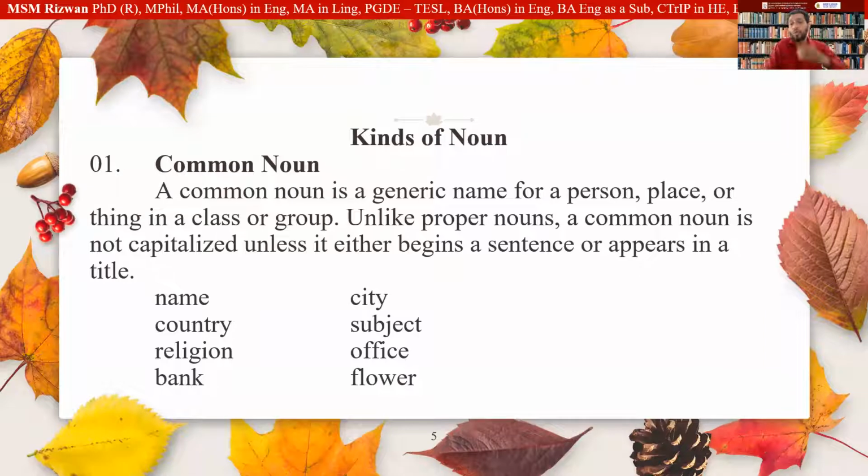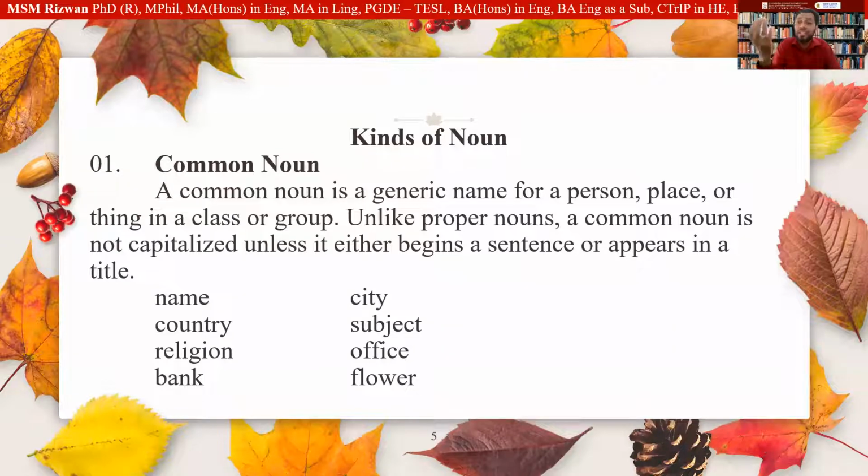Unlike proper nouns, a common noun is not capitalized. It either begins a sentence or appears in a title. So you have to know, right? These are not capitalized at the beginning of a sentence, unless we start a sentence, right? When you start a sentence, normally you know that the first letter of a sentence should be in capital, but the common nouns cannot be started in capital within a sentence unless it is used at the beginning of the sentence. Now you can see some example here.